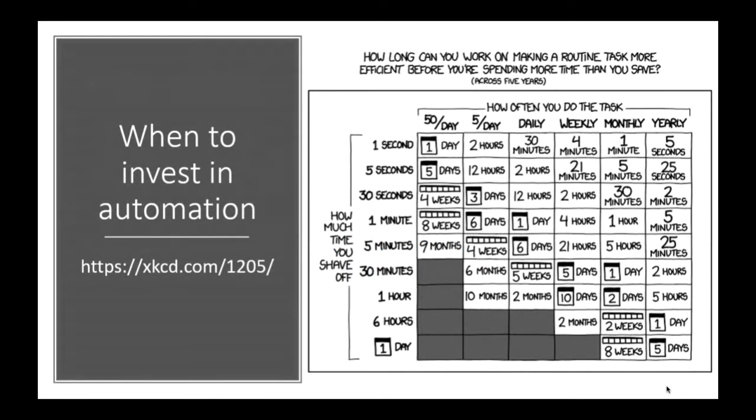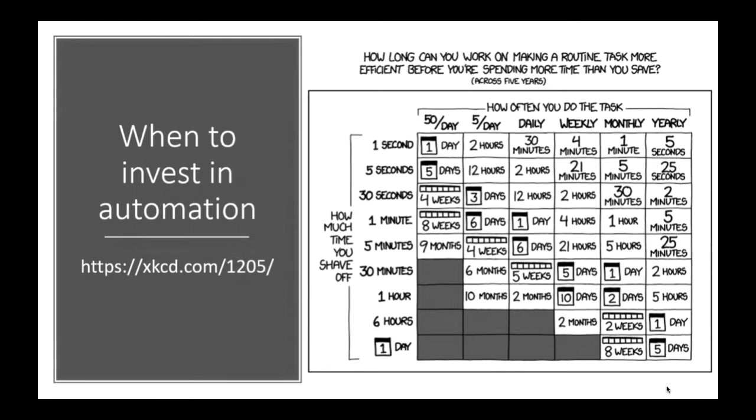When to invest, right? When I go off and try to automate a thing, that's time spent not doing the thing. And so there's this relatively straightforward calculation you can do to figure out, is it worth it? And if you've seen XKCD before, this should look familiar. This is an XKCD comic. And it basically says, let's say I'm doing something daily, right? And I spend 30 minutes doing it.